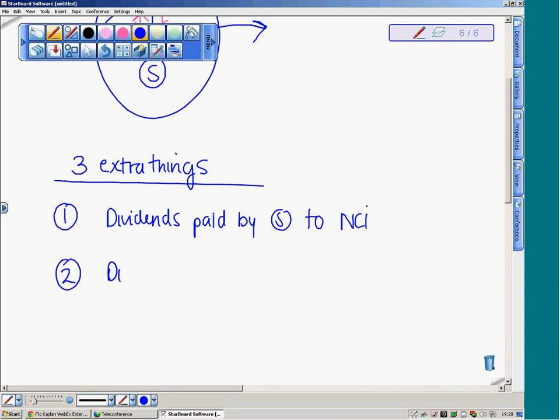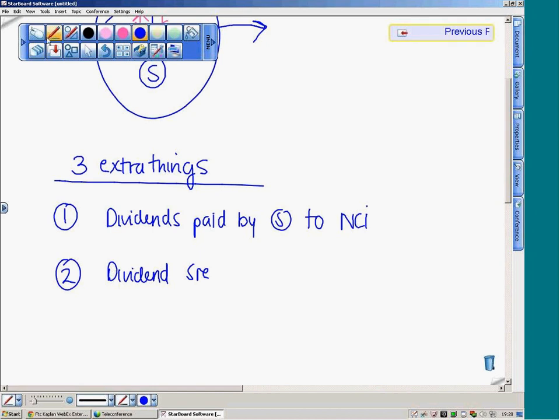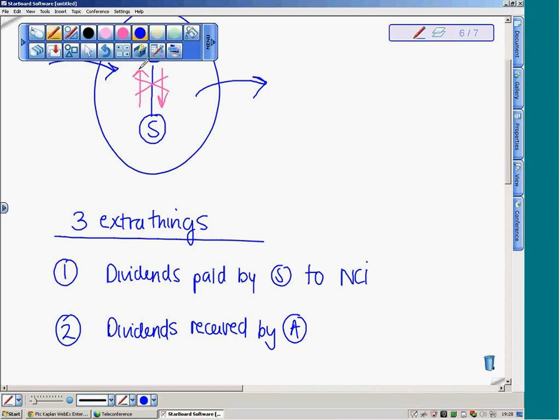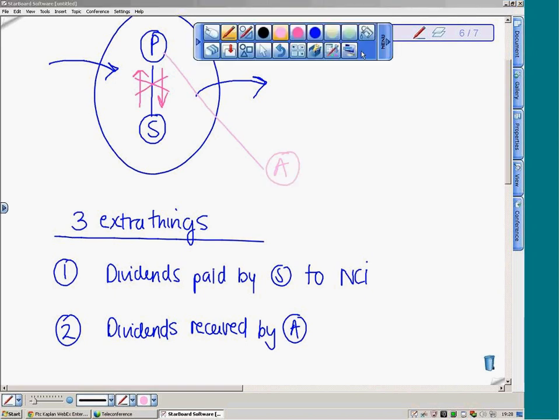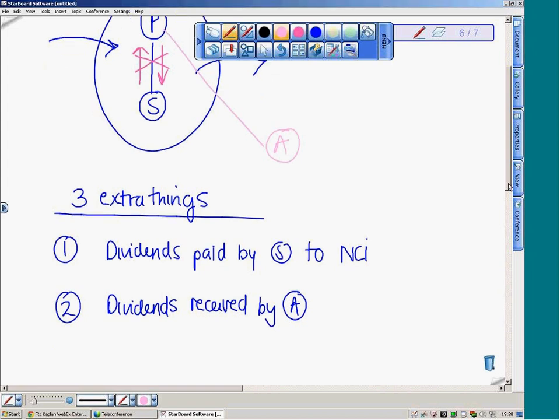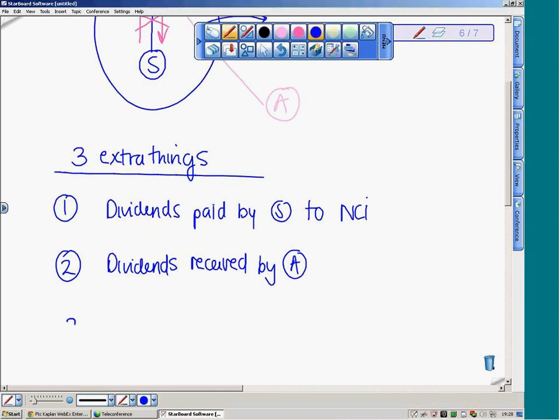At the time, you have dividends received. If we think about dividends received by the group, well, going back to our P&S bubble, A actually sits outside of the group. So if we're receiving dividends from the associate, well, that cash flow we do want to reflect in our group cash flow statement. Okay.